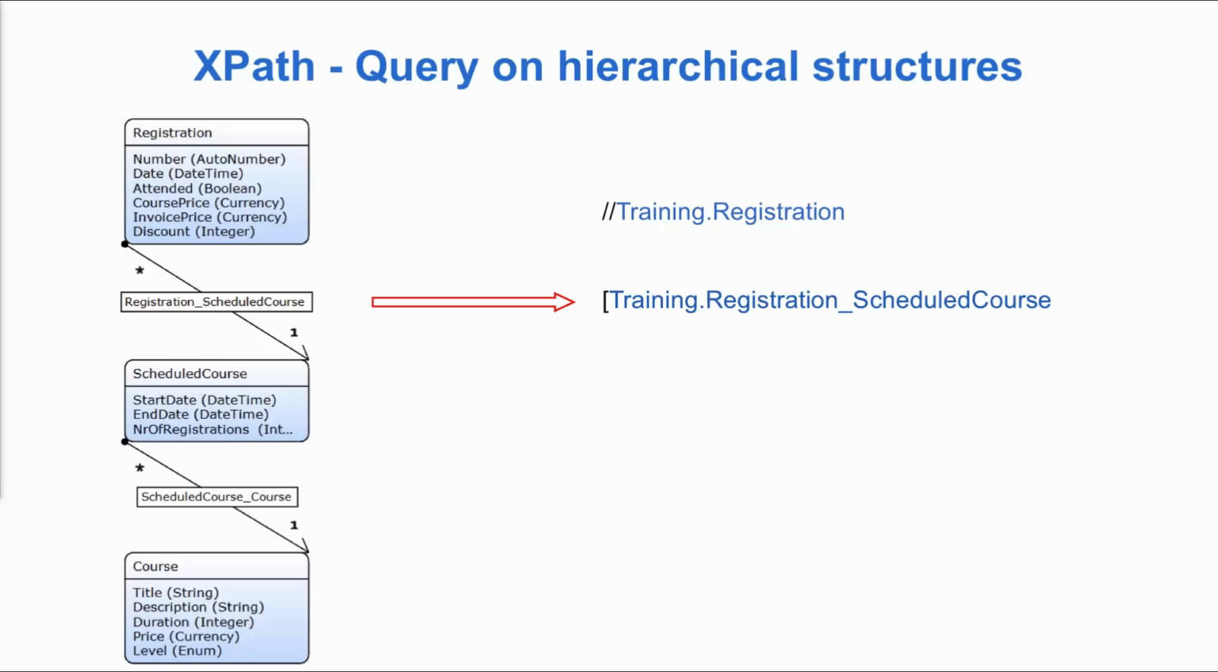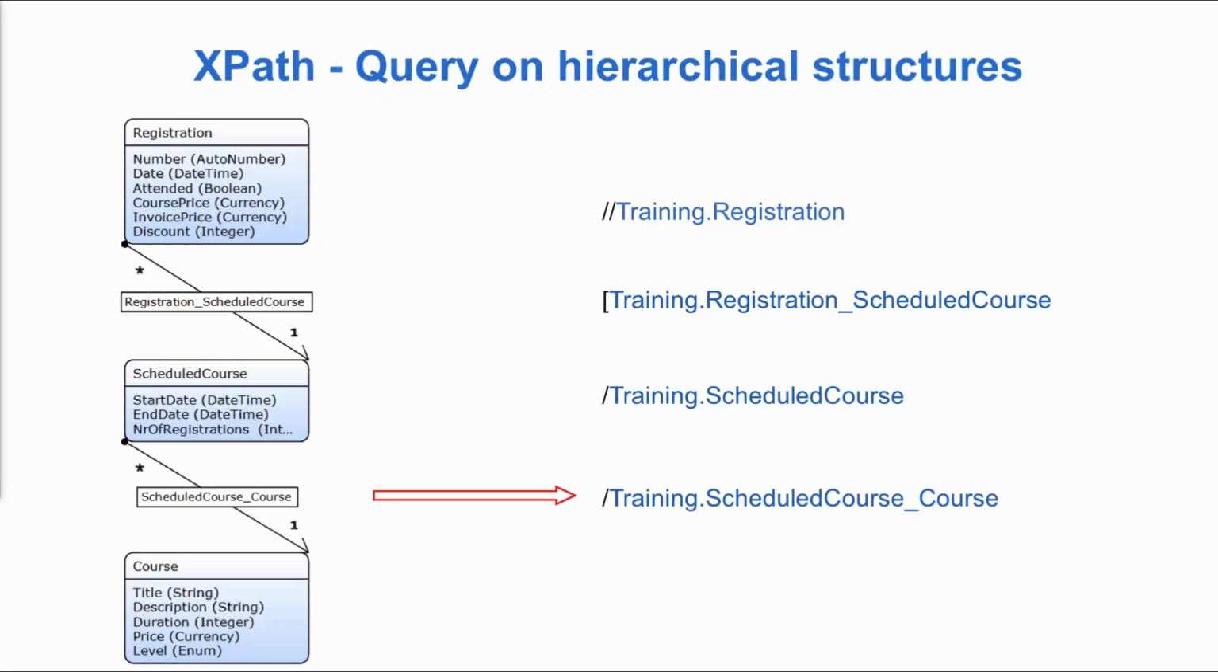To get from the registration to the course, we need to go through the relationship, so from the registration to the scheduled course, within the scheduled course entity, and then from the scheduled course entity, we need to go through the relationship again to get to the course entity. But of course, we're not done yet because we only want the courses where the title is advanced course. So we have to go one more layer deeper to get the title where the title is advanced course.